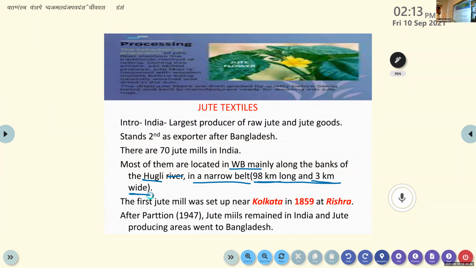The first jute mill was set up near Kolkata in the year 1859. MCQ, one mark answer: the first jute mill in India. That's in Kolkata in the year 1859, at the place called Rishra. Underline it in your textbook.